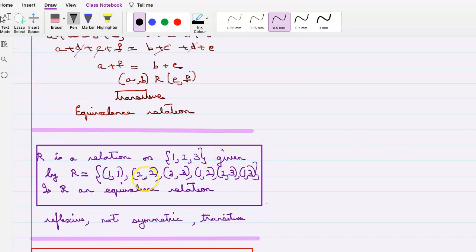Now R is a relation on {1, 2, 3} given by R = {(1,1), (2,2), (3,3), (1,2), (2,3), (1,3)}. Is R an equivalence relation? R is reflexive, but it is not symmetric because (1,2) belongs to R, but (2,1) does not belong to R. Again, it is transitive because here (1,2), (2,3) belong to R and (1,3) belongs to R. So it is transitive.